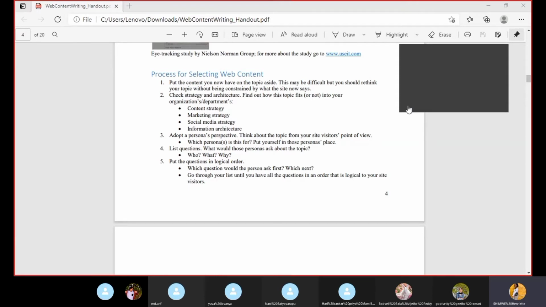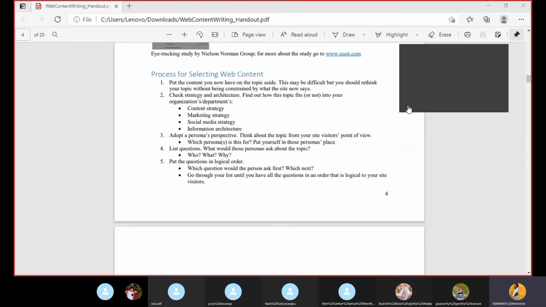The first step is about putting the content you now have on the topic aside. I understand that this might be difficult, because choosing the content about a given topic might be difficult, but you have to choose the content which is really going to be relevant to the audience who are going to access your content. And the second step is about checking the strategy and architecture.